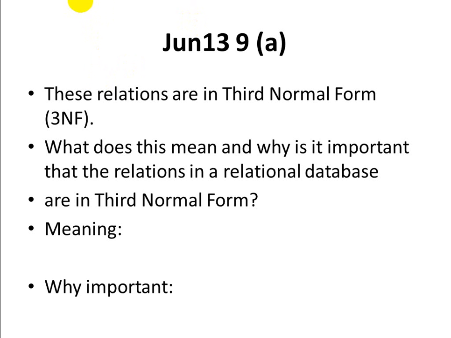So it says, what does this mean, i.e. third normal form? And why is it important that the relations in a relational database are in third normal form? Well, what is the meaning and why is it important? And we know that when you normalize a database, you get rid of redundant data and you start making the database more efficient. So this is the answer, but then I'm going to show you an example.